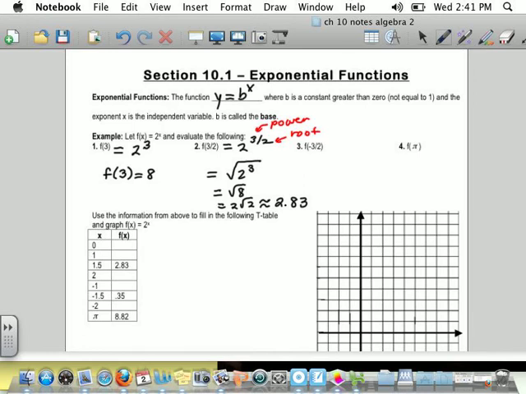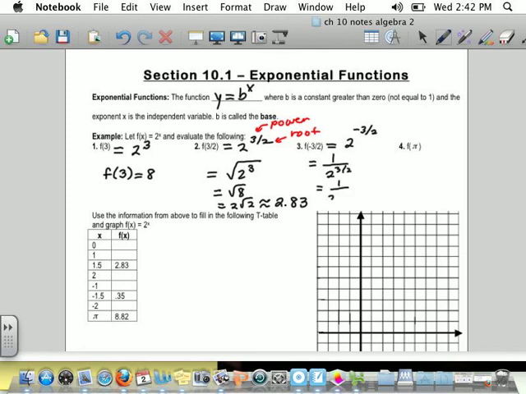Okay, and the last one is f of pi. So f of pi is 2 to the pi, which is 8.82. Okay, so we're going to go ahead and graph the exponential functions. So it says use the information from above to fill in the following t-table. So I have several of these marked already. Those are the ones we just found.